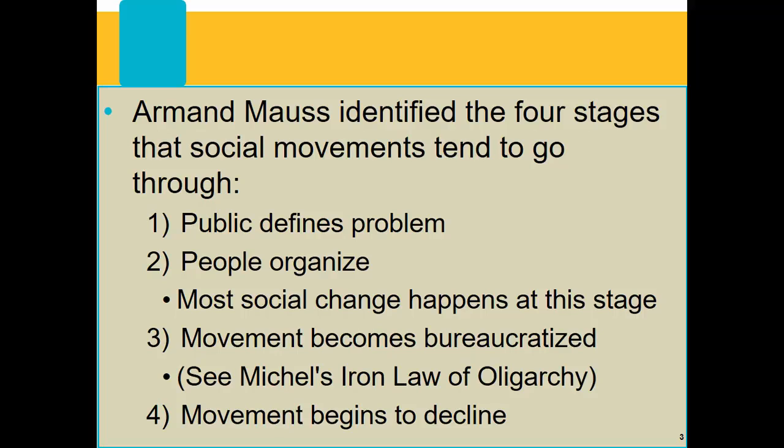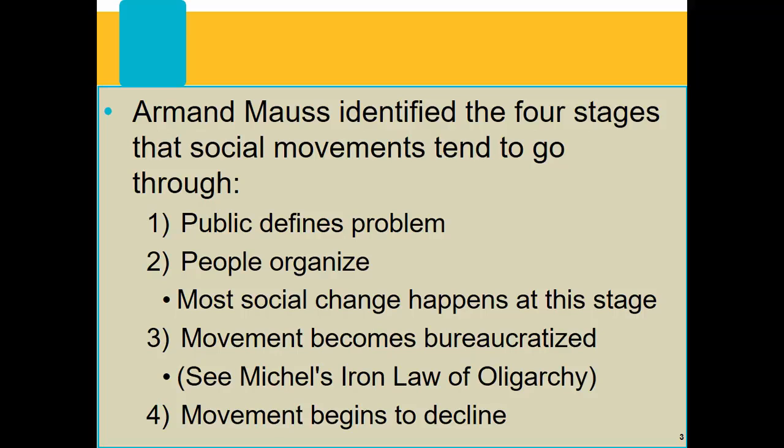The first stage occurs when the public defines a problem. So enough people become concerned about a thing, say a polluted river, that some people decide that they're going to do something about that. And that leads to the second step. So people organize. They decide to have meetings. They might get petitions signed. They pick leaders and all of that. Within that phase, most social change occurs. They have rallies, they convince legislatures to pass laws, etc.